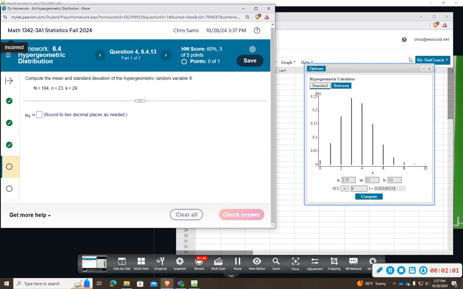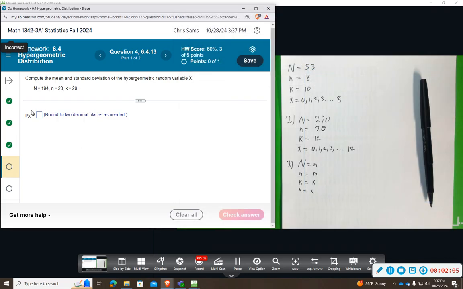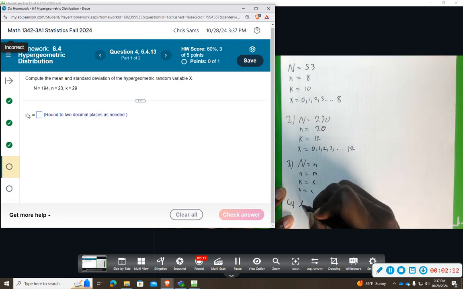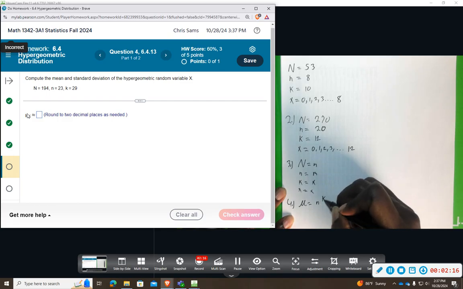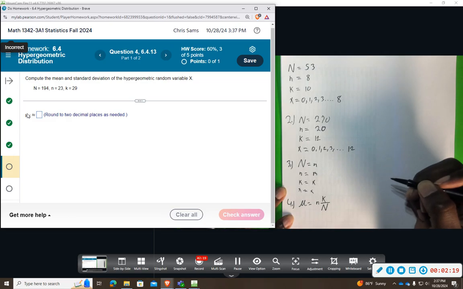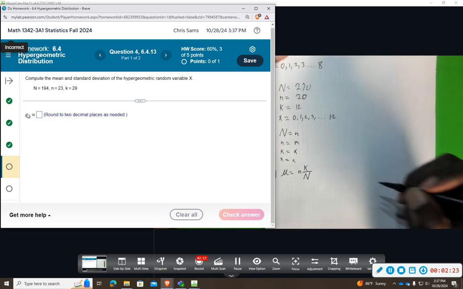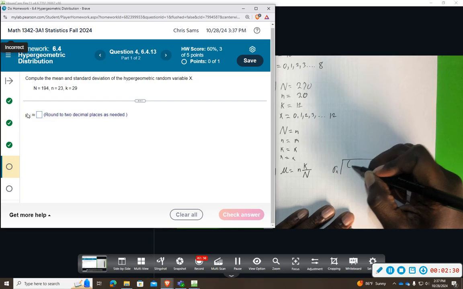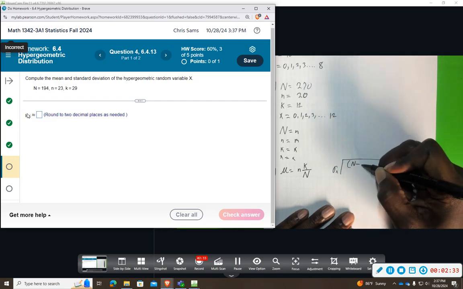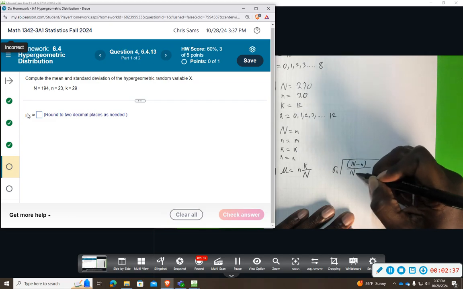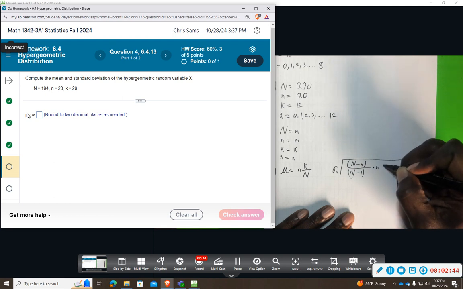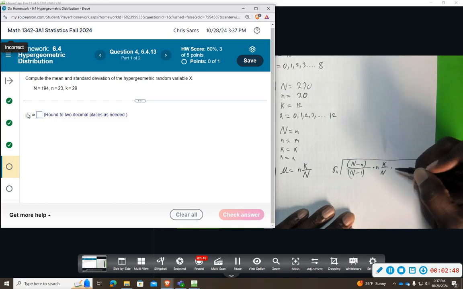All right, so number four, they want us to compute the mean. So recall the formula for the mean was equal to n times k divided by the big N. And then I'm sure they're going to ask us the standard deviation. So sigma is going to be equal to the big N minus the little n over big N minus 1, times basically the mean, which is here, and then that was multiplied by N minus k over big N again.